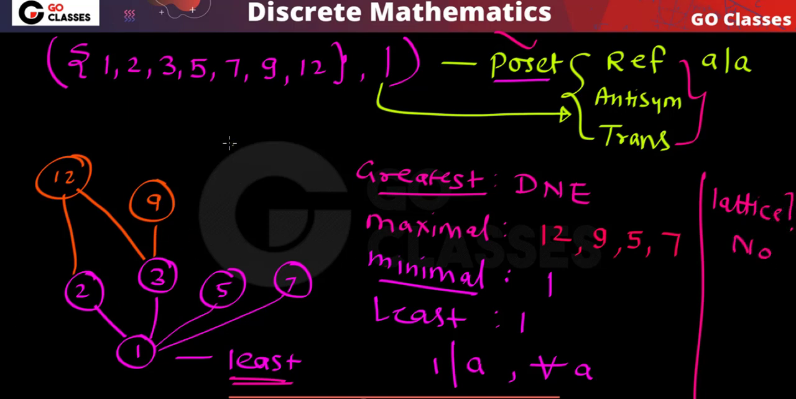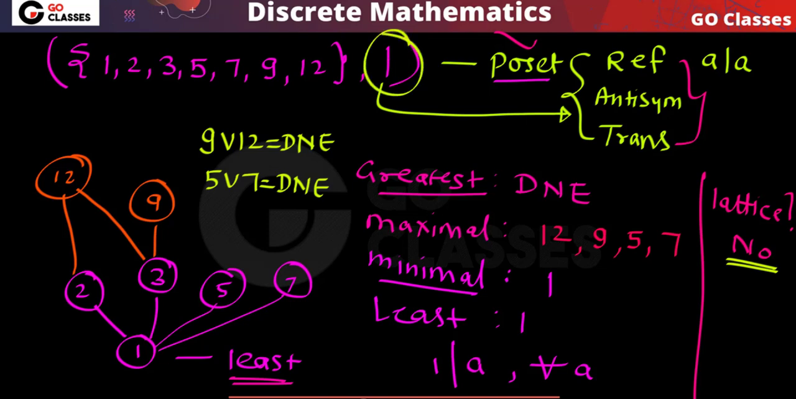Why? Because you can clearly see that there is no LUB of 9 and 12. Similarly, there is no LUB of 5 and 7, no LUB of 5 and 9, and no LUB of 7 and 12. So this is not a lattice. This is the complete analysis of this poset. It is a poset because the division relation is always reflexive, anti-symmetric and transitive. These three properties are definitely satisfied by the division relation.